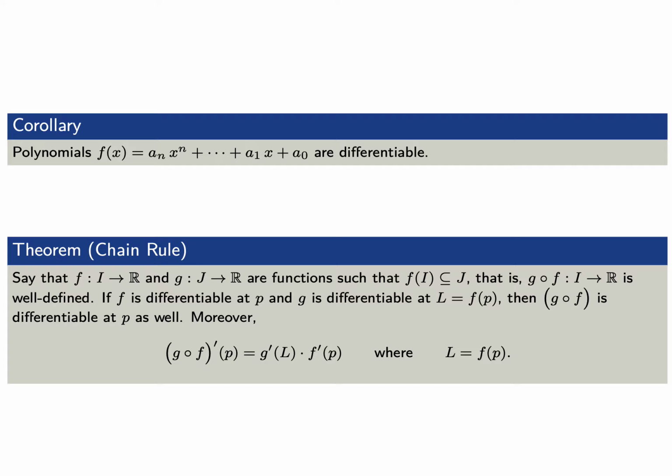If f is differentiable at p, and g is differentiable at L, which equals f of p, then the composition is also differentiable at p. In particular, the derivative of g circle f is equal to g prime evaluated at L times f prime evaluated at p.